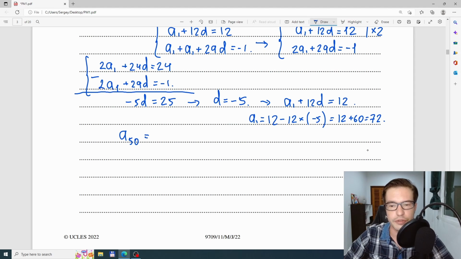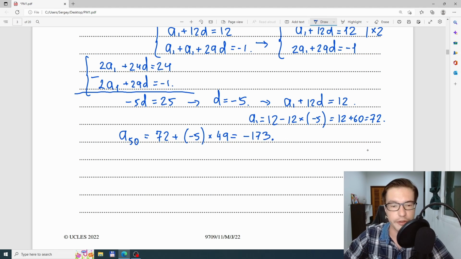A50 equals a1, which is 72, plus d, which is minus 5, times n minus 1, 49. And that equals minus 173.